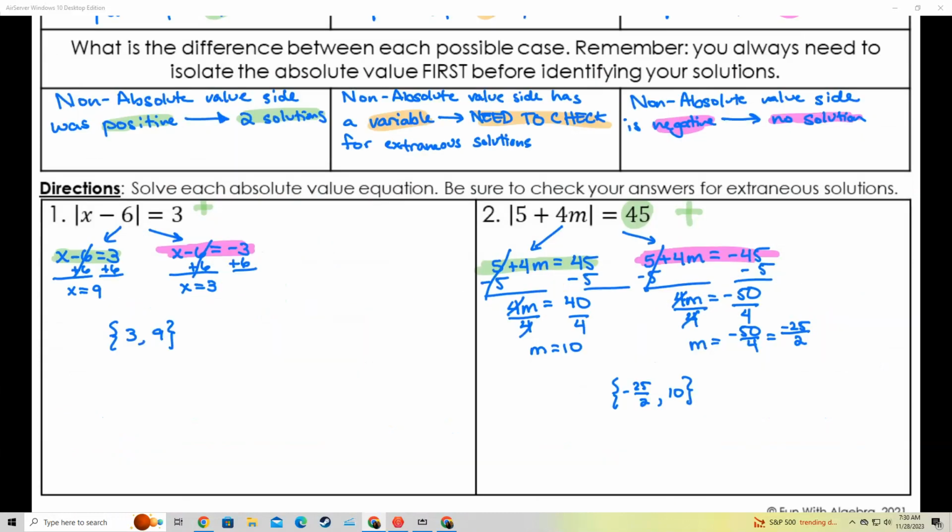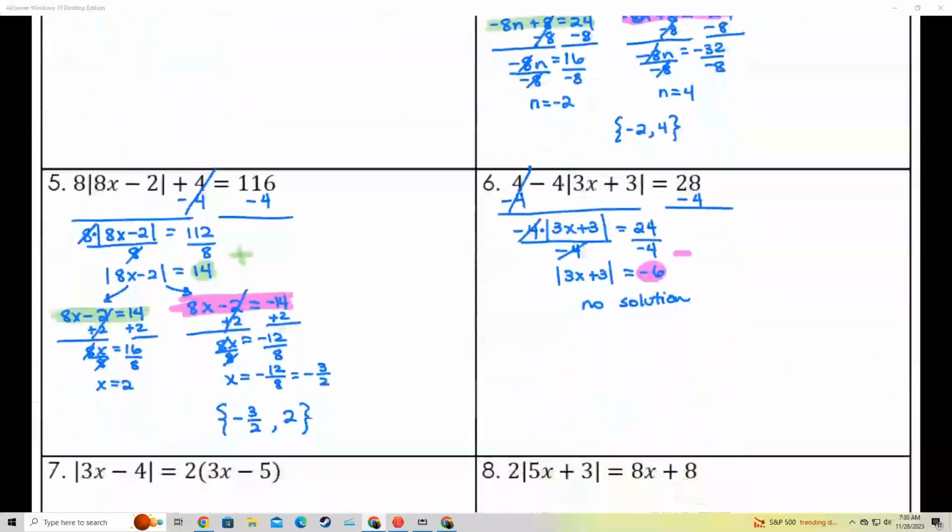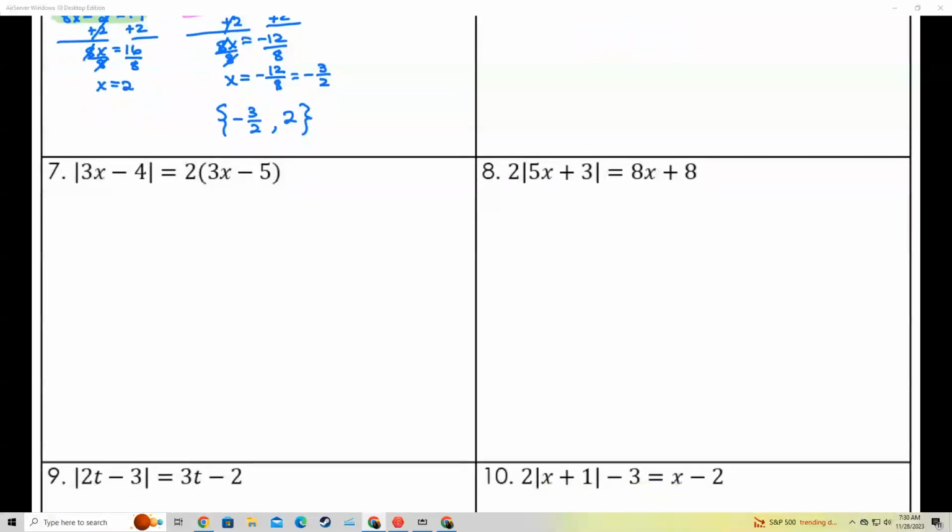I'm going to be honest with you, the problems are not easy. It is going to involve quite a bit of fractions. So you're just going to have to bear with it a little bit. And let's go from that.